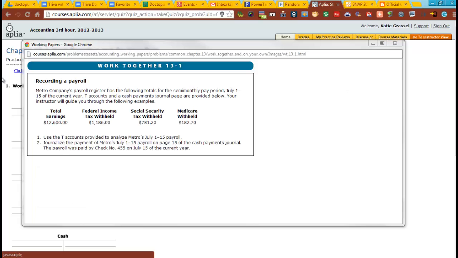All right. The first thing that I'm going to look at here is just our set of instructions. Right here it tells us the Metro's payroll register has the following totals for the semi-monthly pay period, July 1st to the 15th. T accounts and a cash payments journal are provided below. Remember T accounts? Left side is debit, right side is credit. Okay.